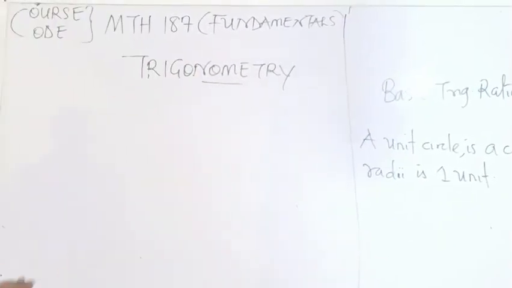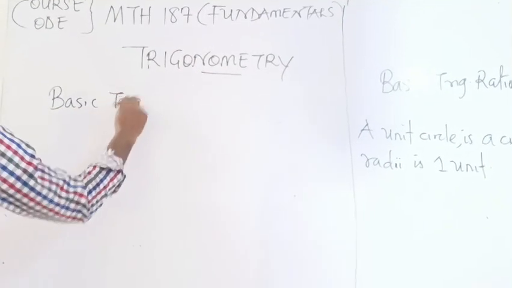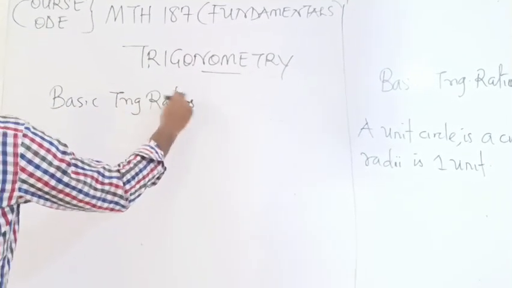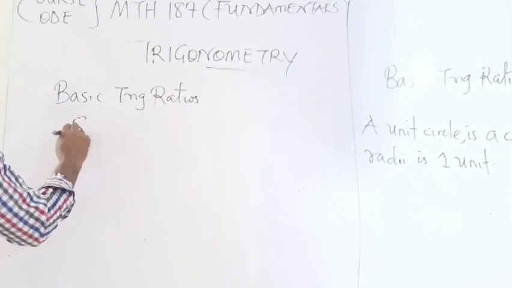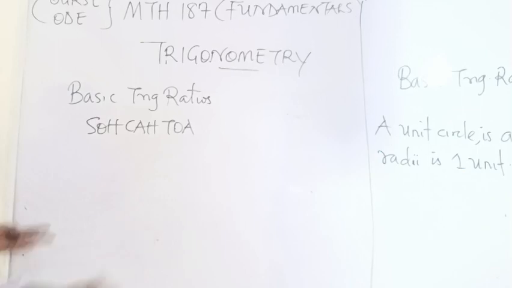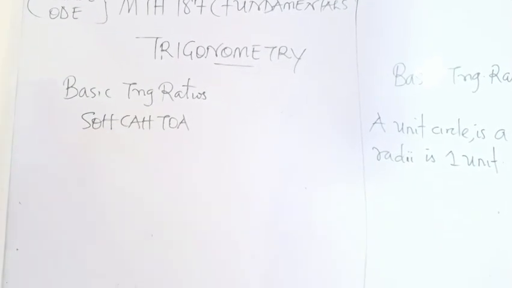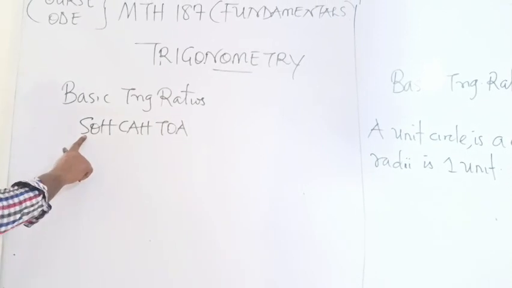Okay, so let's start off with the basic trig ratios. There are 6 of them, starting from SOHCAHTOA, and of course the inverse of this. So this represents sine of an acute angle.